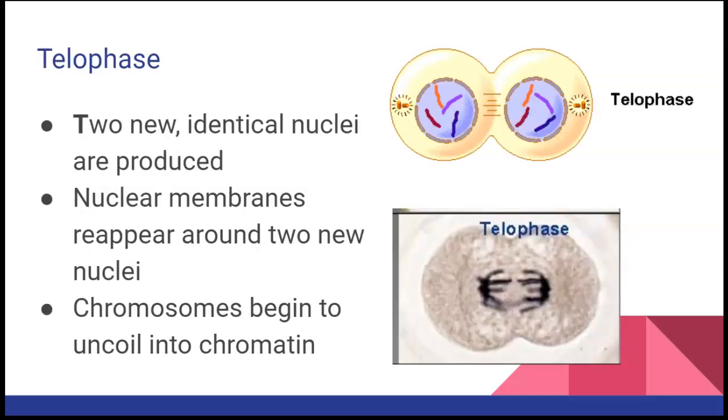In our last phase, we have telophase, and two new identical nuclei are produced. Telophase is sort of like the opposite of prophase. So in this one, our nuclear membranes start to reappear. We now have two brand new nuclei that are identical to each other, and so the membranes reform to make an actual nucleus, and the chromosomes begin to uncoil back into chromatin. So, no longer considered a chromosome, they begin to uncoil into chromatin.